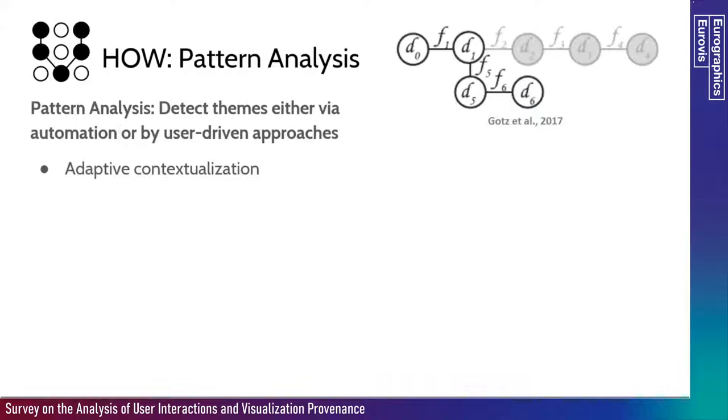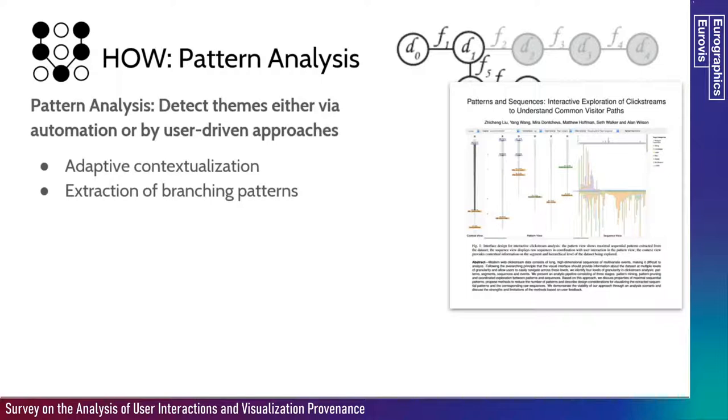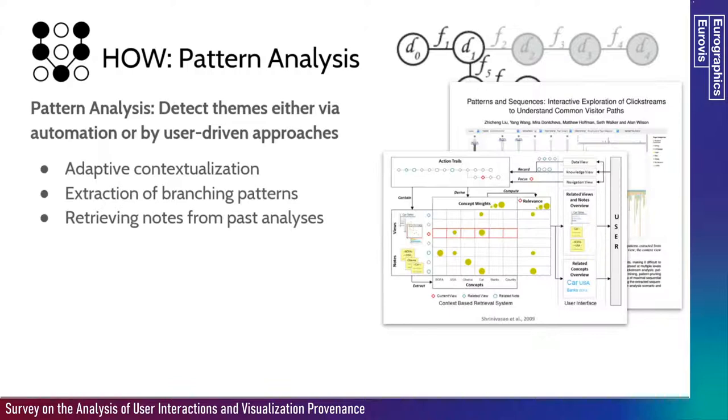Other techniques that focus on patterns in the data can be divided into those that either automate the analysis of those patterns of provenance data or permit users to explore and analyze such patterns manually. With respect to automated analysis, techniques such as adaptive contextualization can compute metrics based on a user's provenance data, while visualization-centric approaches to clustering and pattern matching on collections of websites enable the detection of branching patterns in event sequences. Similarly, notes and concepts that log past analyses can be retrieved using systems like Harvest.